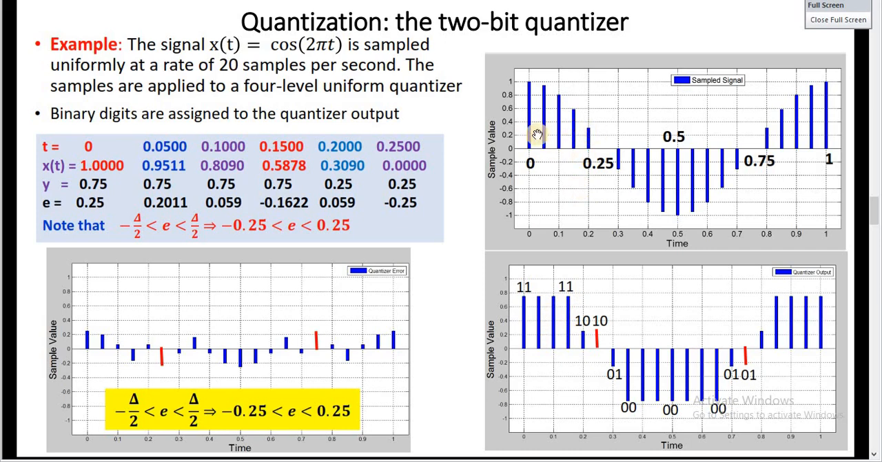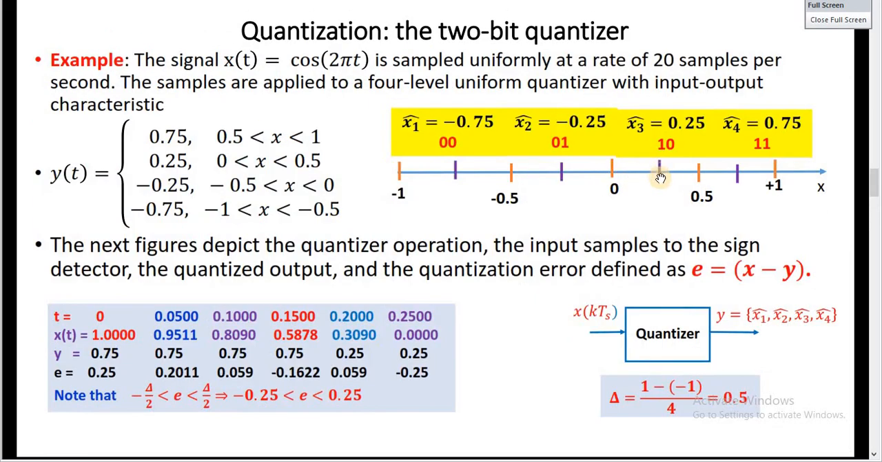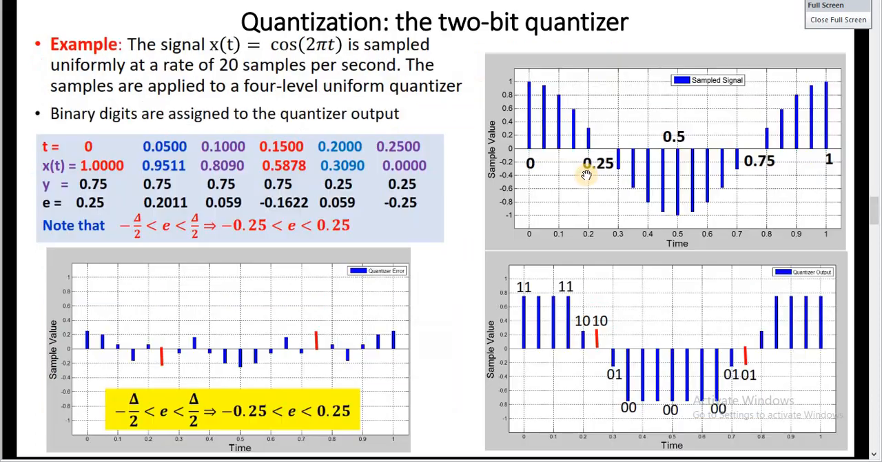This sample takes on the value 0.75, and so on. So we repeat what we have done in the previous example, and again, for 0, we can assign it to 0.25 or assign it to minus 0.25. In both cases, the error is 0.25. If we assign it to 0.25, this difference is the error. If we assign 0 to minus 0.25, again, the error is 0.25. So this is the quantized signal.